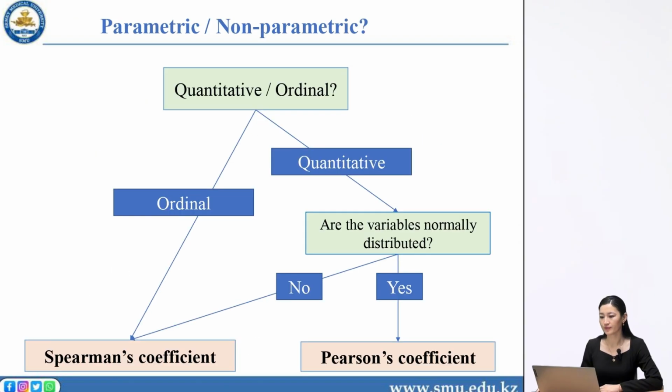For parametric and non-parametric correlation analysis, we should understand if the data is quantitative or ordinal. If quantitative, are the variables normally distributed? If yes, we will use Pearson's coefficient. If variables are not normally distributed, then we will use Spearman's coefficient. If data are ordinal, then we will also use Spearman's coefficient.